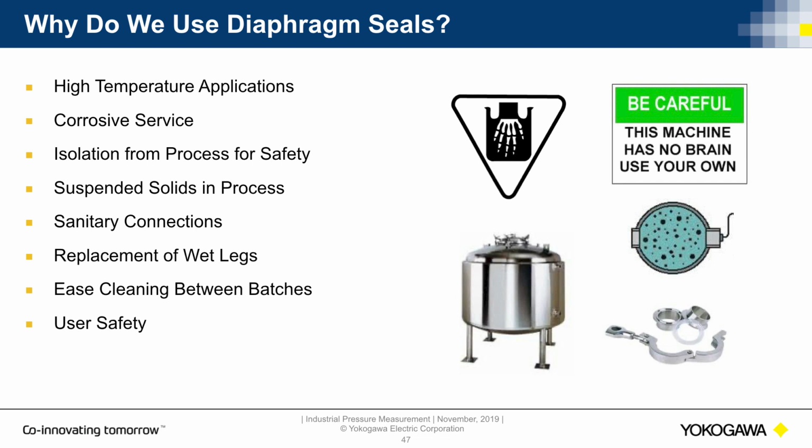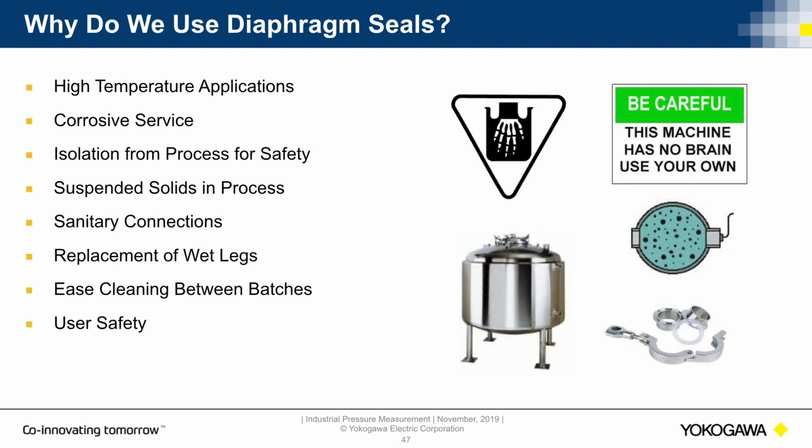For corrosive service, we can get different wetted materials with these remote diaphragm seals, so that's a common application. Isolation of the process for safety: again, we've got this mechanical conveyance. Usually the transmitter can be remote mounted, physically, 10, 20, 30 feet from the process, so we can isolate it. Suspended solids in the process: we're moving from a typical, threaded small NPT connection to a larger flange surface, so that'll help if you have some sticky process or some slurries.